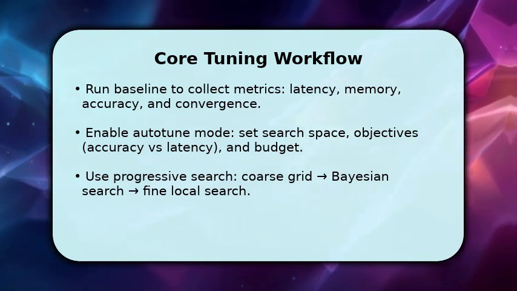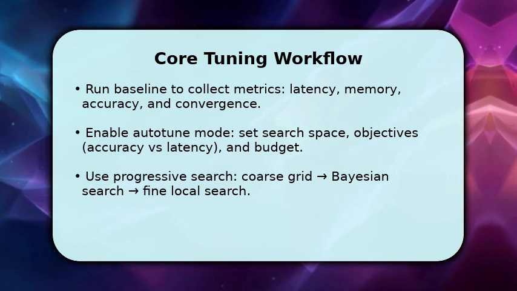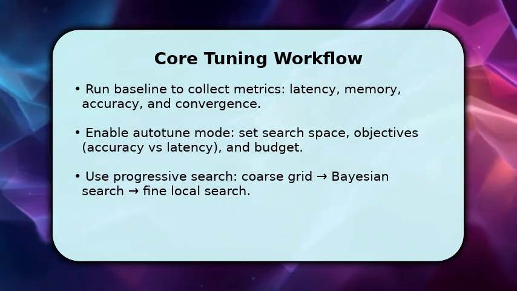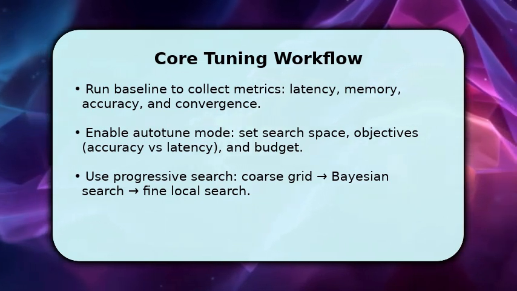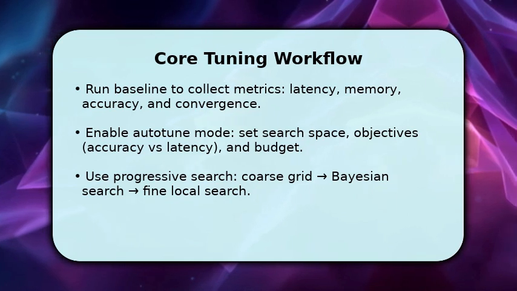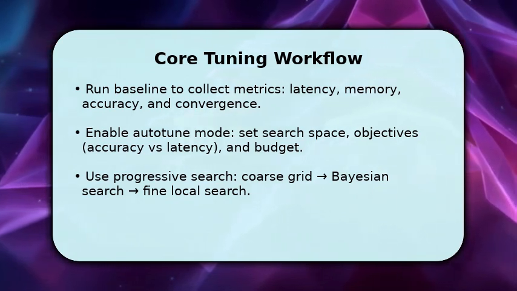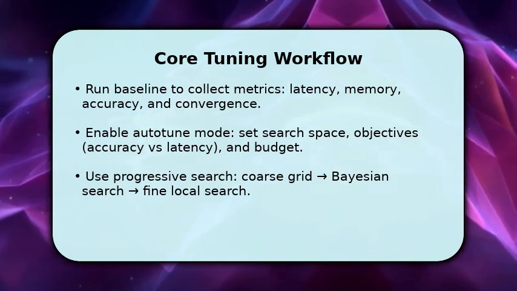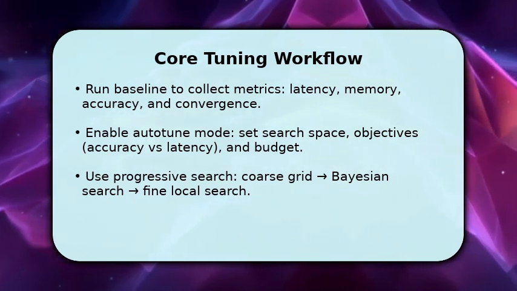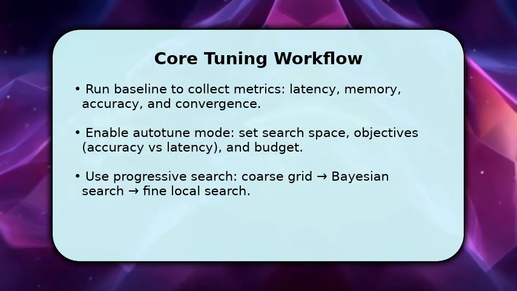Then enable Autotune mode, specifying the search space, learning rate, batch size, neighborhood depth, objectives such as accuracy versus latency, and a time or evaluation budget. Make sure to choose progressive search. Start with a coarse grid to prune bad regions, switch to Bayesian optimization for promising areas. Then perform a fine local search to polish settings.